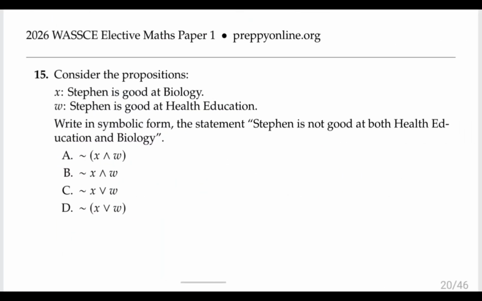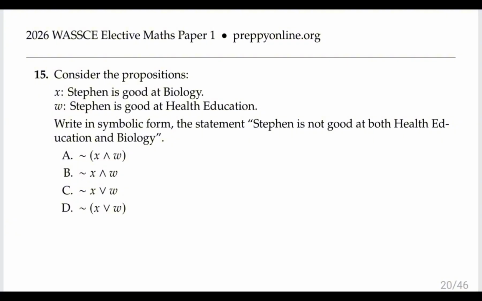Question 15. Consider the propositions X, Stephen is good at biology, and W, Stephen is good at health education. Write in symbolic form the statement Stephen is not good at both health education and biology.